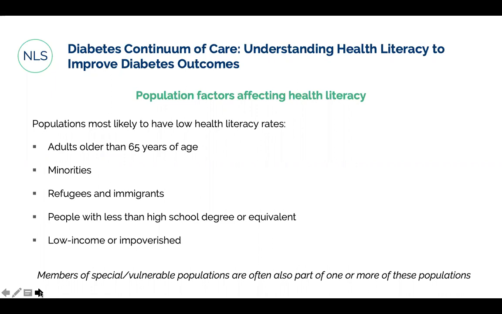The level of education a person has completed can be a factor in developing adequate levels of health literacy, as well as their socioeconomic status. We're noting at the bottom of this slide that members of the special and vulnerable populations that our larger task force focuses on as a group of national cooperative agreements are often part of one or perhaps more of these groups listed above. So we are particularly invested in better understanding their health literacy barriers and needs. Next slide.